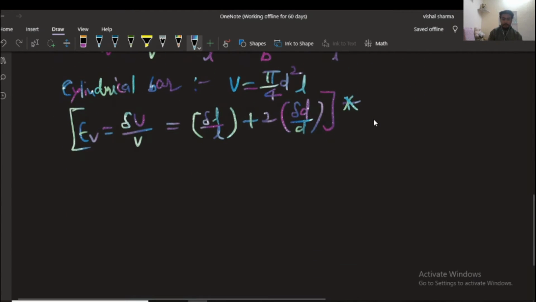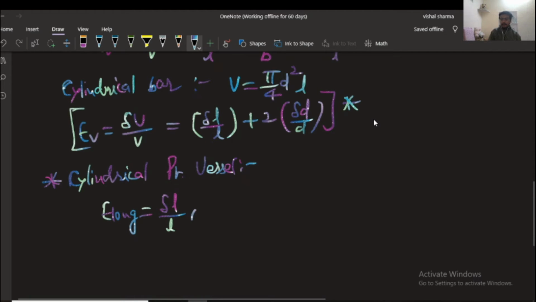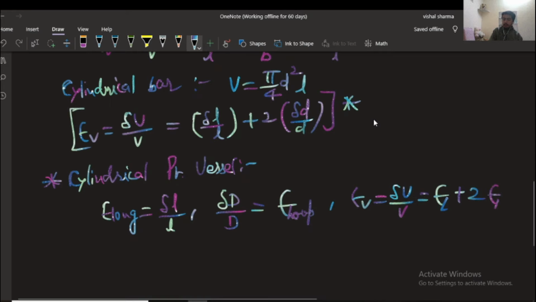Now we are taking the example of the cylindrical pressure vessel. In the case of the cylindrical pressure vessel, the longitudinal strain is given by del L upon L, and del D by D is called the hoop strain. So the volumetric strain is given by del V by V equals longitudinal strain plus 2 times the hoop strain.